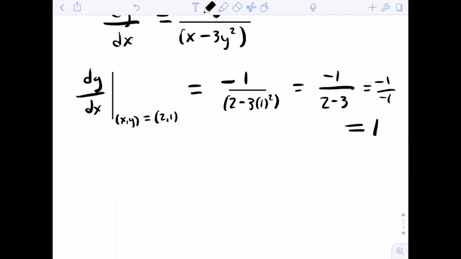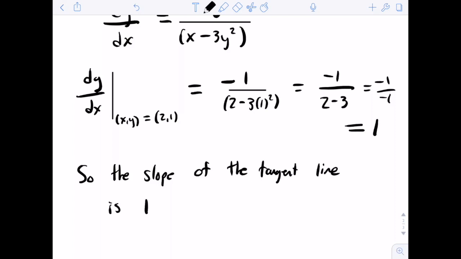Okay, so the slope of the tangent line is 1. Okay, and that does it. That's the practice sheet.